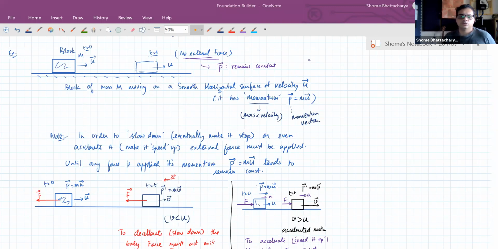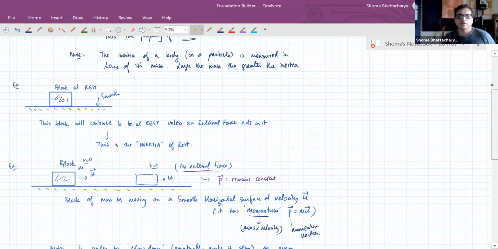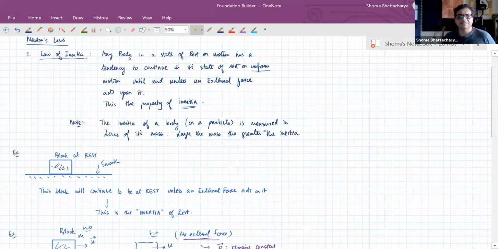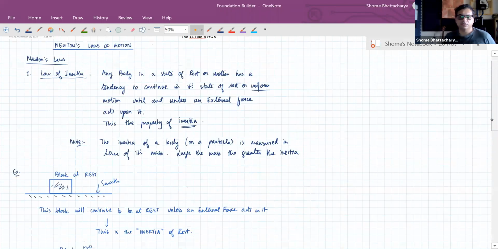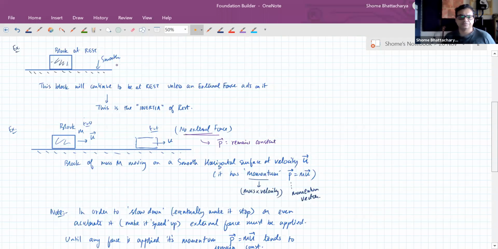Okay, Ayush, you want to go through the example of inertia of rest once more? Okay. So see, after defining Newton's first law, which is something very well known to you from class 9, we've defined inertia in general. This is the property of inertia. So we started with one example showing the inertia of rest.